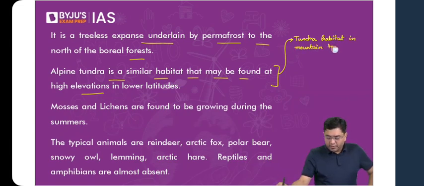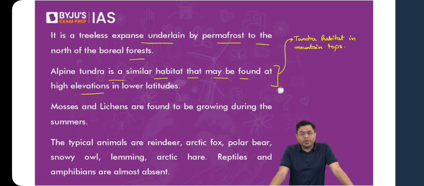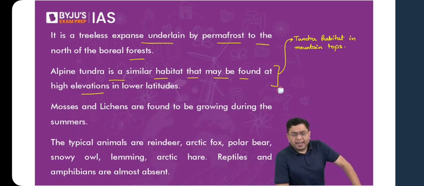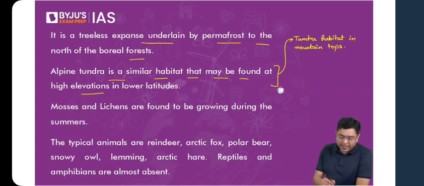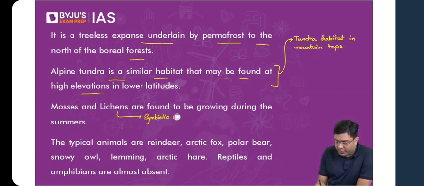Mosses and lichens are found growing during the summer. What are lichens? What do we understand by lichens? Lichens are basically a symbiotic relationship. Symbiotic relationship between which organisms? Let me see if you are aware. Yes, they are a pollution indicator. Yes, algae is one of the species. Very good. Algae and fungi. So you have a symbiotic relationship between algae and fungi.